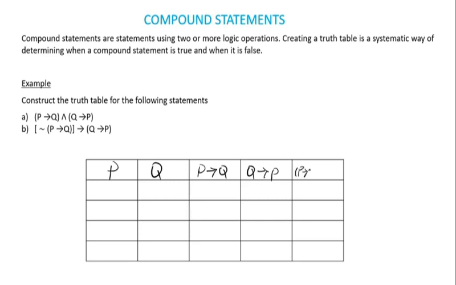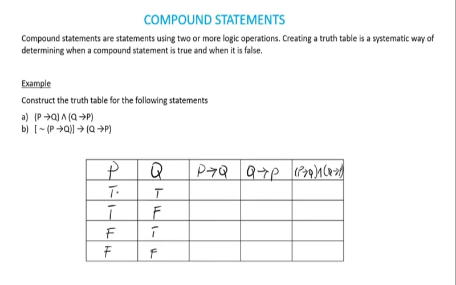P implies Q and Q implies P. Okay, so let's go ahead and see the truth table for this. Now, for the statement P, we have true, true, false, false. For Q, we have true, false, true, false. Now we can go ahead and use these two truth values to find the other logic operations that we have. Now, P implies Q.